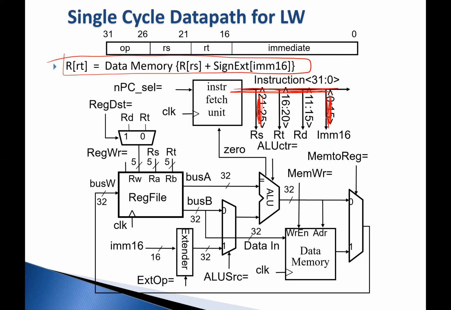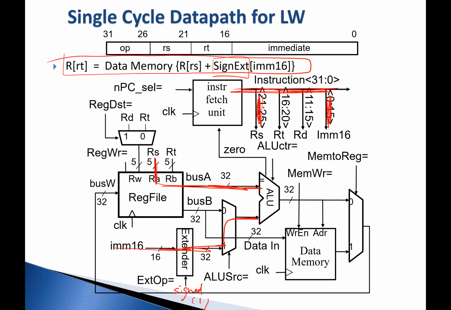And what else? In the decoding stage, how do you prepare the data, right? So I need RS to go through bus A. So this is my base address. I need immediate 16 to go through, right? So from here, I can see that I need an extension, right? What kind of extension? Sign extension. And with the label, I will use 1.